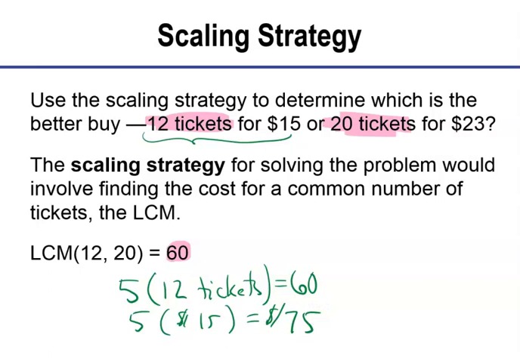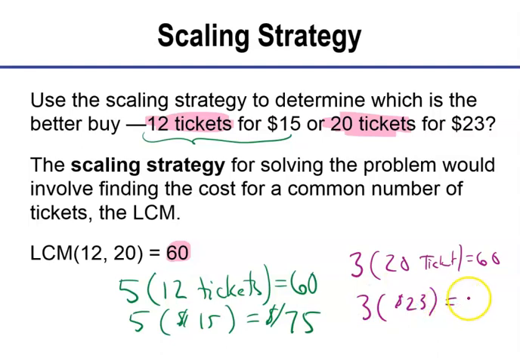And we're going to do the same thing with the 20 tickets, but this time it would be 3 times the 20 tickets would equal the 60 tickets. And that would be 3 times the $23, and that would equal $69. Now, you compare $75 to $69, and you see that the better deal is definitely the $69, or the 20 tickets for $23. And of course, I have this typed up.